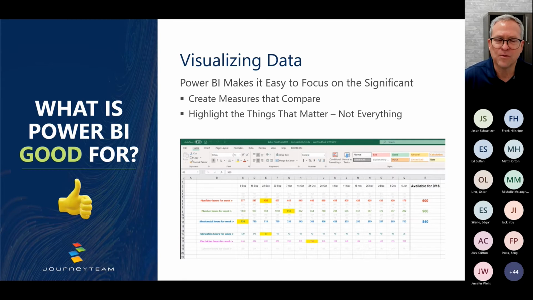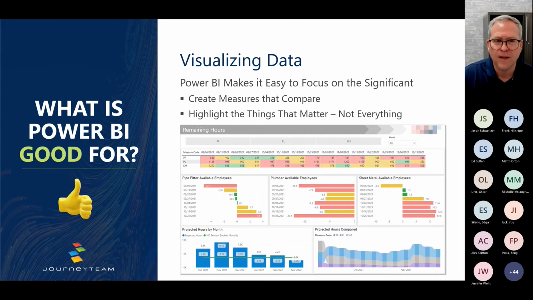Now, this process was tedious. It was prone to error, and it really gave him difficulties trying to figure out where he should focus his own efforts on either staffing up or getting more work. So this CEO came to JourneyTEAM and asked us to help him visualize how his business and his allocations were working. This is an example of one of the reports that we built for this CEO.